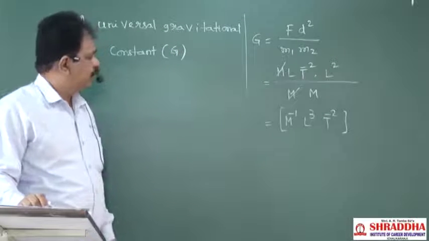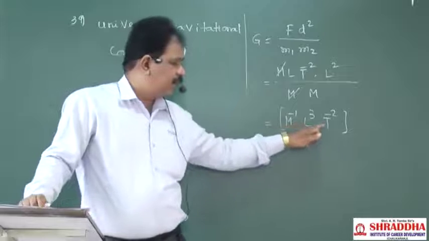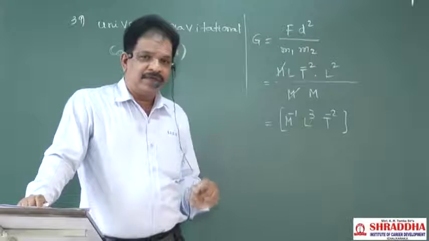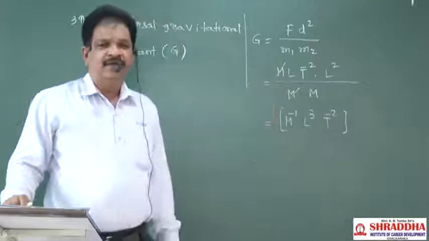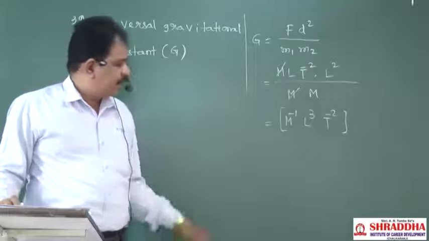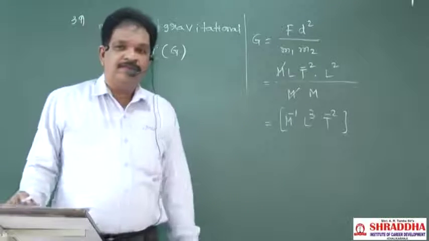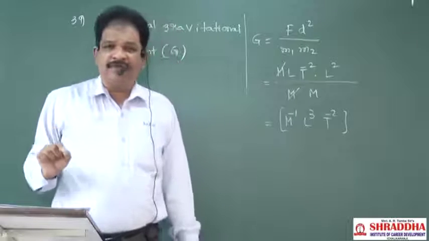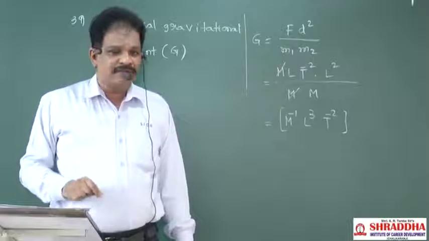So what is the dimension formula? M power minus 1 L cube T power minus 2. Here is how the question will come. Write the dimensional formula of universal gravitational constant. Okay. Next, name any physical quantity having negative dimensions of mass.